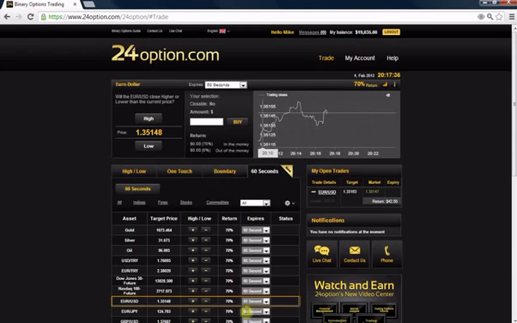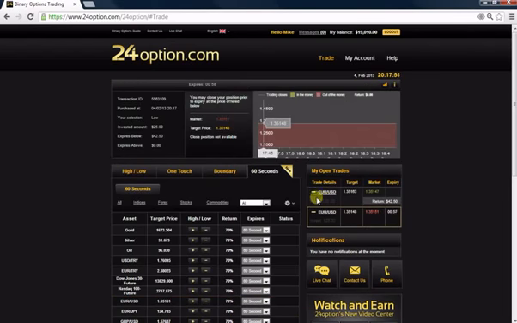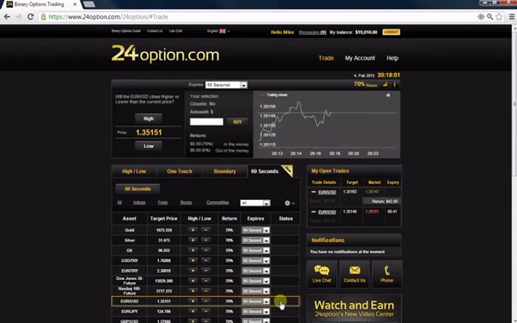Okay, what we're going to do is go again with an initial investment of $25. I'm going to go with a call and purchase it. Now we're going to get the next investment ready, Euro US dollar. And here we see the status of the previous trade where we won $42.50.